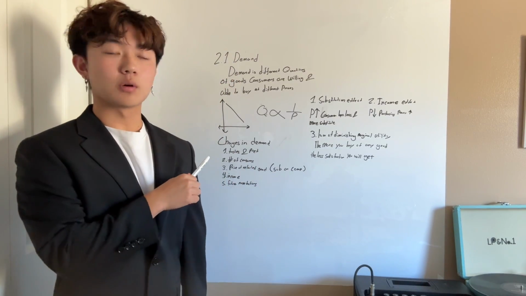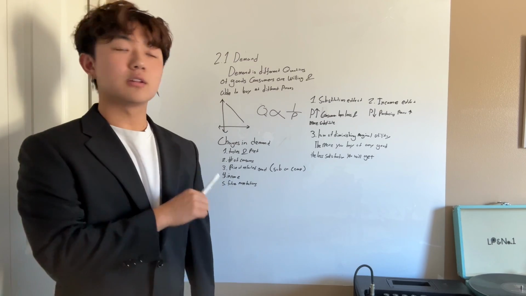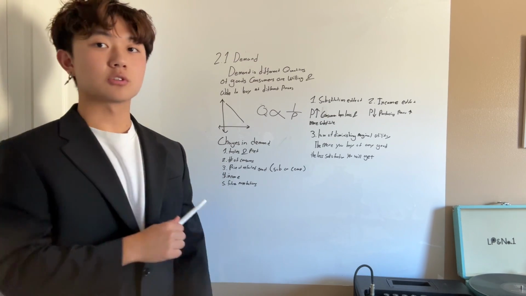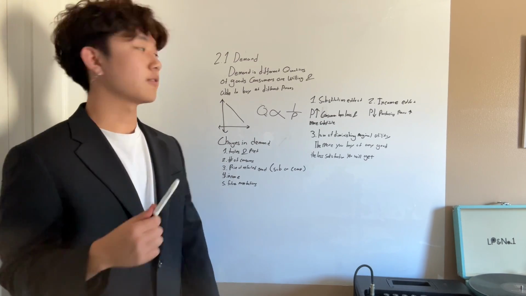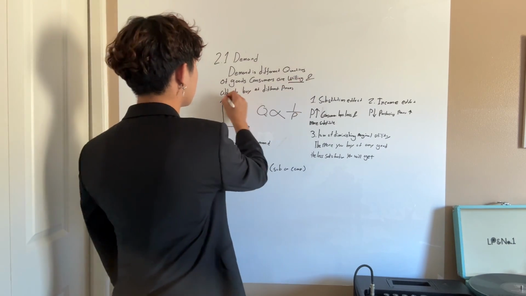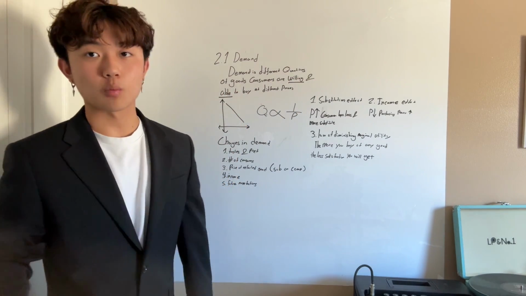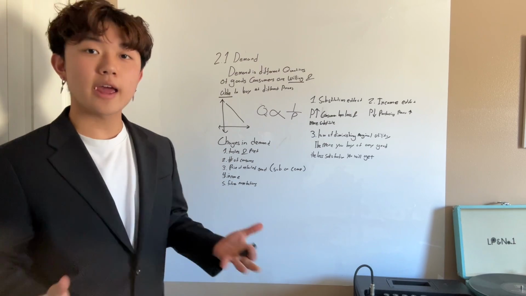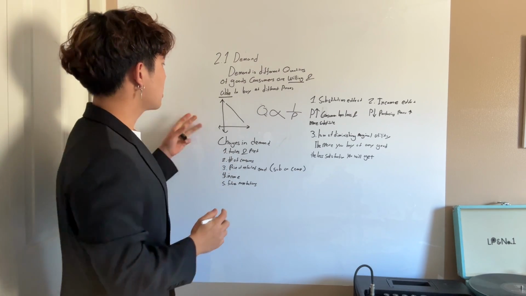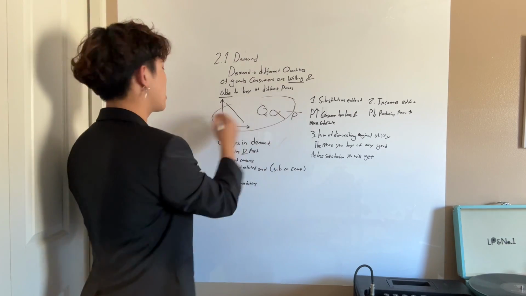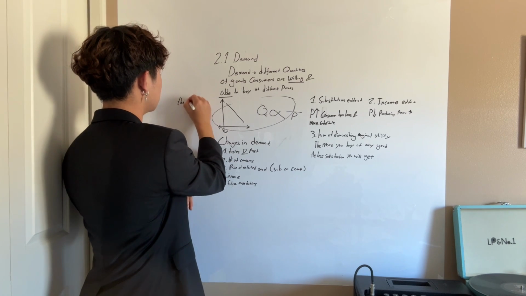This is the 2.1 review on demand. Demand is the different quantities of goods consumers are willing and able to buy at different prices. Willing and able are important because if they aren't willing, they won't buy it. And if they aren't able, they can't buy it. Okay? So this represents the law of demand.